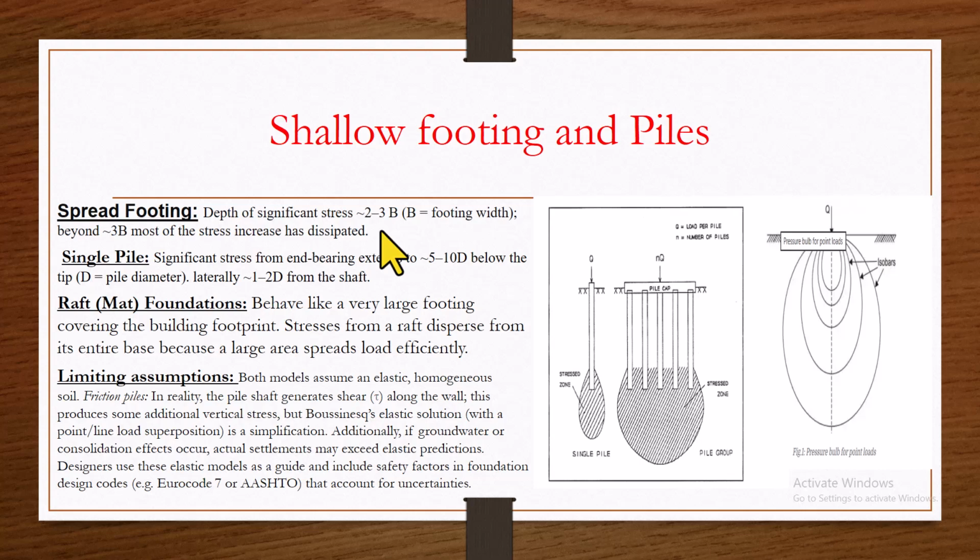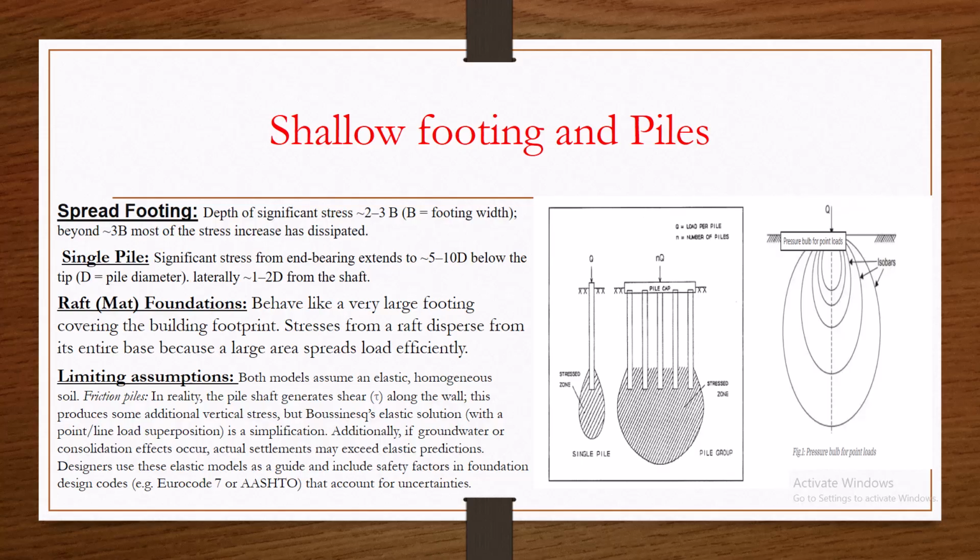For a spread footing, the depth of significant stress, that is the zone of influence, is usually estimated between 2 to 3 times the foundation width. So let's say you have a foundation width of 2 meters. You are going to do 3 times 2, if you want to check the maximum, because it's usually between 2 to 3, so you want to be safe, you check the maximum.